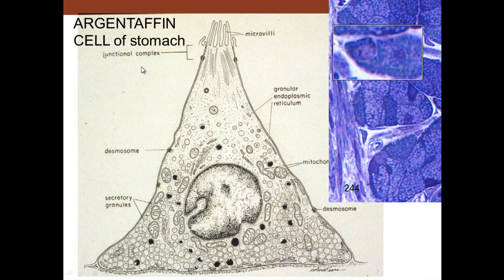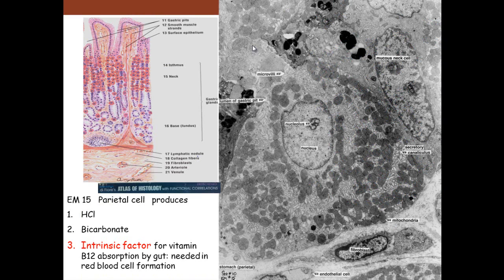Argentaffin cells have lots of granules at the base. We can see those here, and they discharge their contents in the base, but nevertheless they have contact microvilli projecting on the luminal surface to be able to interact with the lumen to detect signals to tell them to release their contents or not.